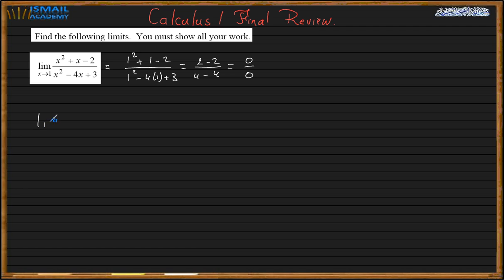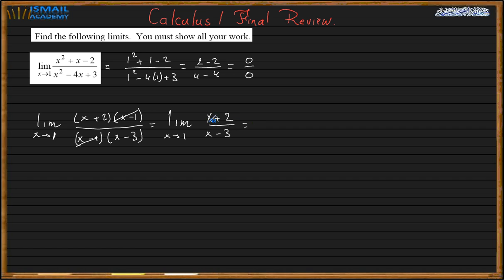If I want to factor, I will have the limit when x goes to 1 of x plus 2 times x minus 1 over x minus 1 times x minus 3. Now I cancel this, so it's going to be the limit of x plus 2 over x minus 3 when x goes to 1. I substitute 1 here, so it's 1 plus 2 over 1 minus 3. So it's going to be 3 over minus 2, which is minus 3 half.